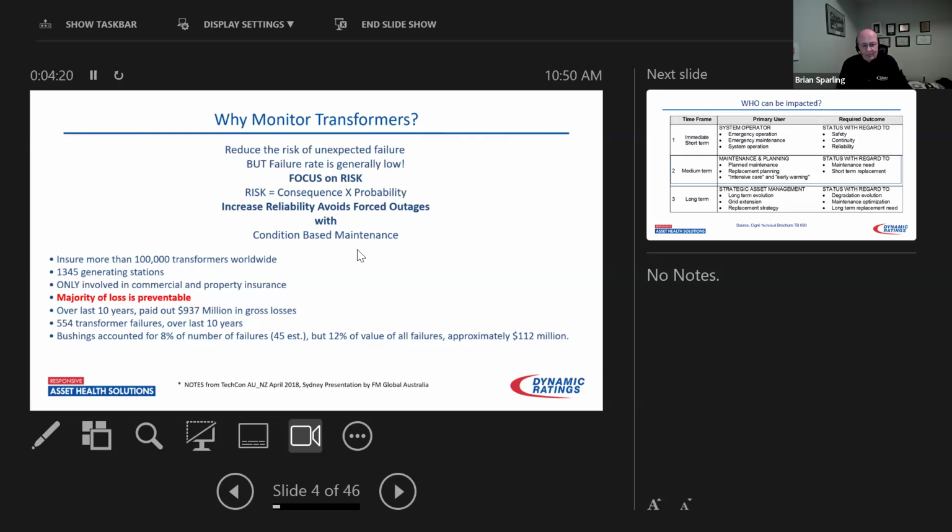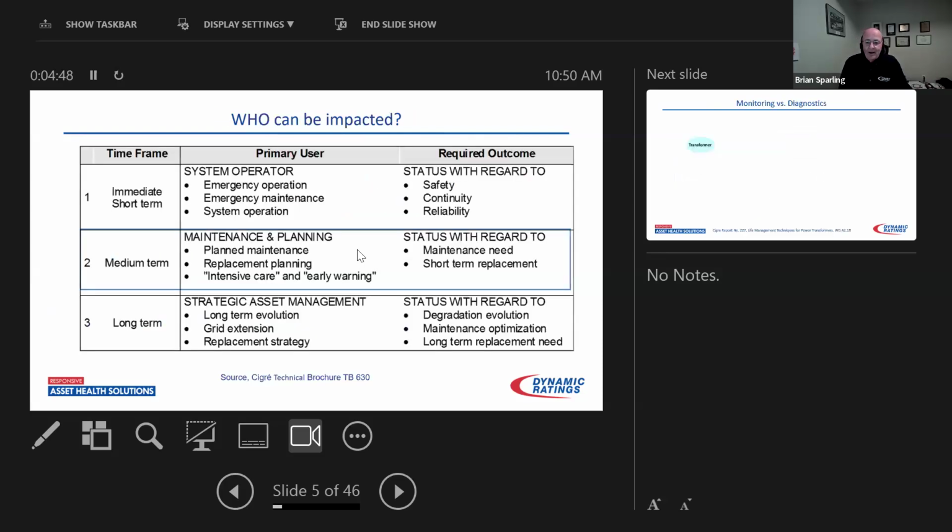Bushings accounted for 8% of those total failures, so in other words 45, but they represent 12% of the value of all failures. In other words, $112 million was paid out in cash because of bushing failures. That's what we mean by the impact a component, in this case a bushing, has on the failure rate.